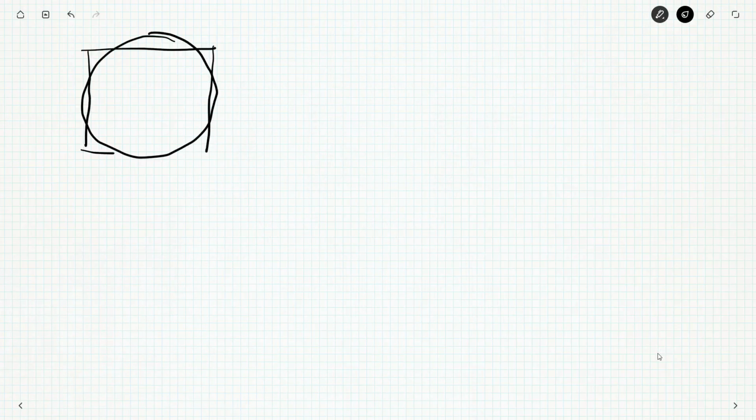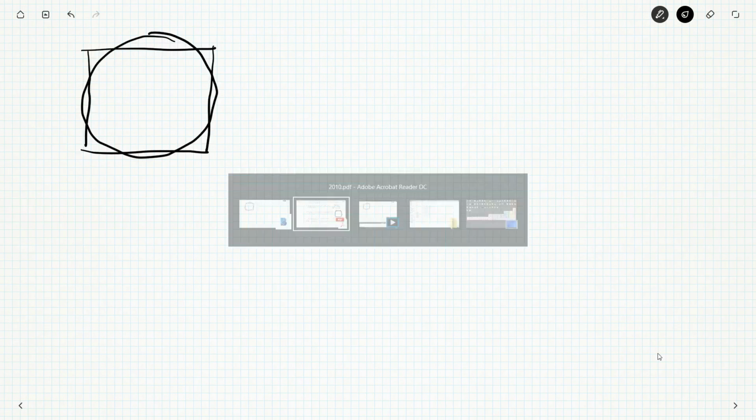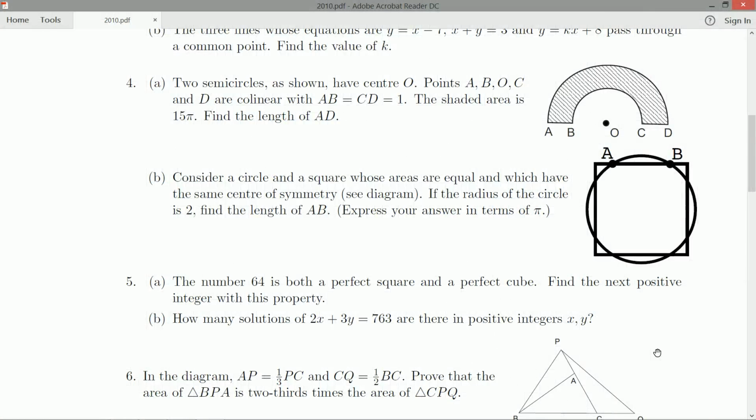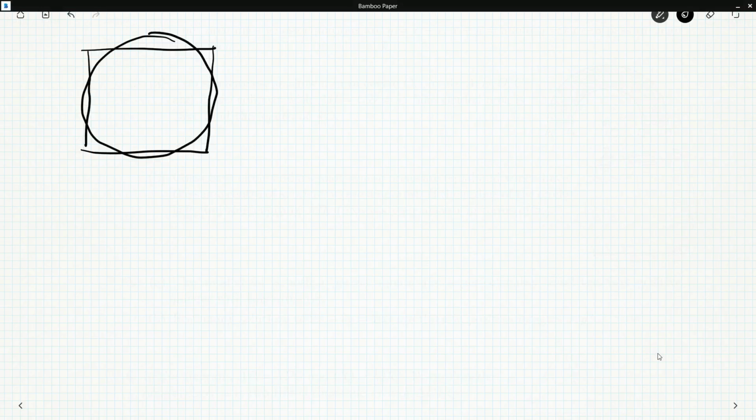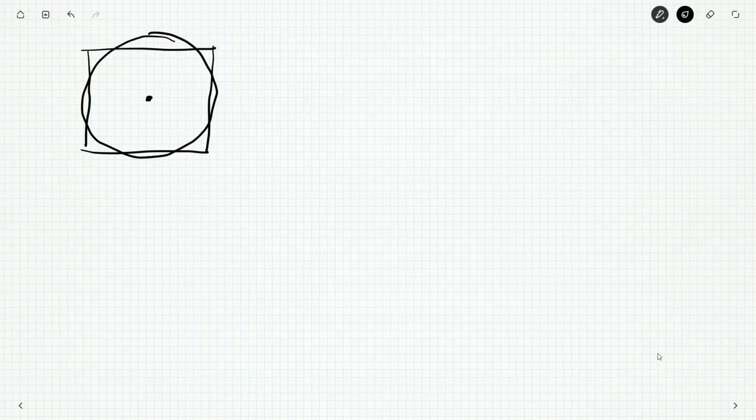So what can we do? Well, let's draw a picture. That's too close to the edge. It's also a little big, too. Circle. That's not a bad circle. And we got our square here. So they said they have the same center of symmetry, and they have the same area. So one thing I want to do is put in this center. They bothered to talk about it, so let's get it in there. We've got AB, and we want the length AB.